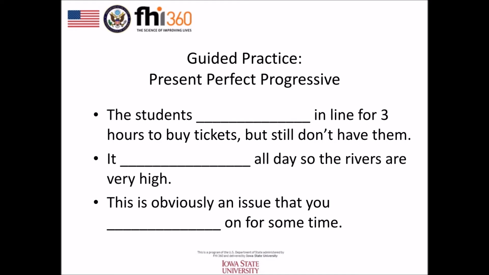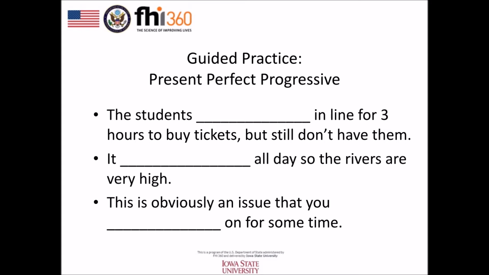The second one, it something all day, so the rivers are very high. Well, what makes the rivers high? Well, it's rain, of course. Water makes the rivers high. It rains all day, so the rivers are high? No. Present perfect progressive. It has been raining all day, so the rivers are very high.